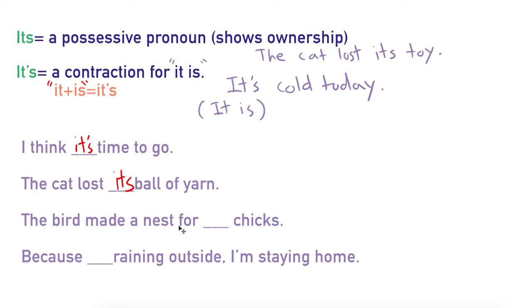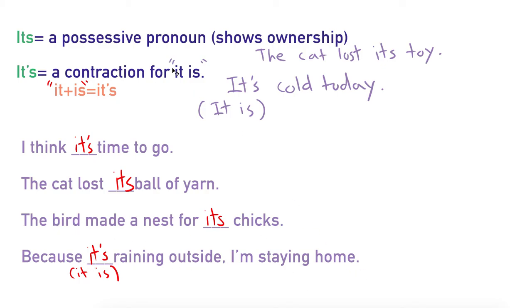The bird made a nest for its chicks. Nope, that sounds really off with it is, so we don't use the one with the apostrophe. It's the possessive, since the chicks are owned by the bird. Same thing for the ball of yarn. The ball of yarn belongs to the cat, so we use its without the apostrophe. Because it is raining outside, I'm staying home. Does that make sense to you? Yeah, that makes sense, so you would use the contraction.